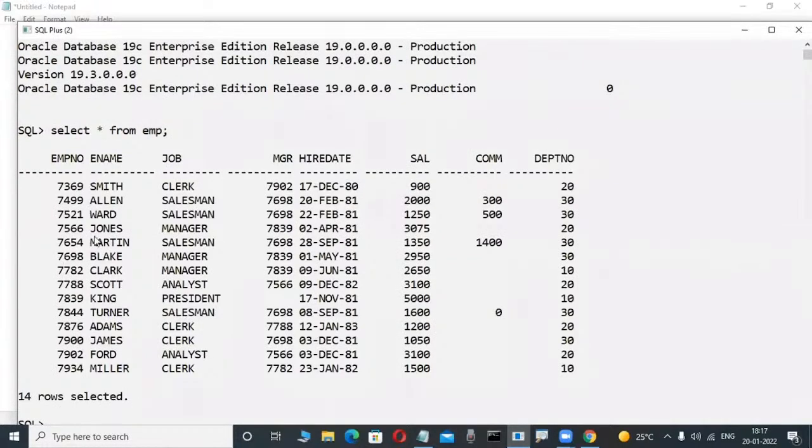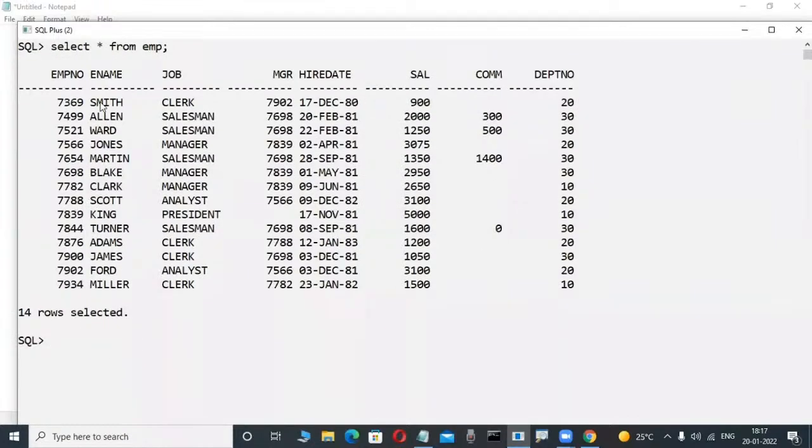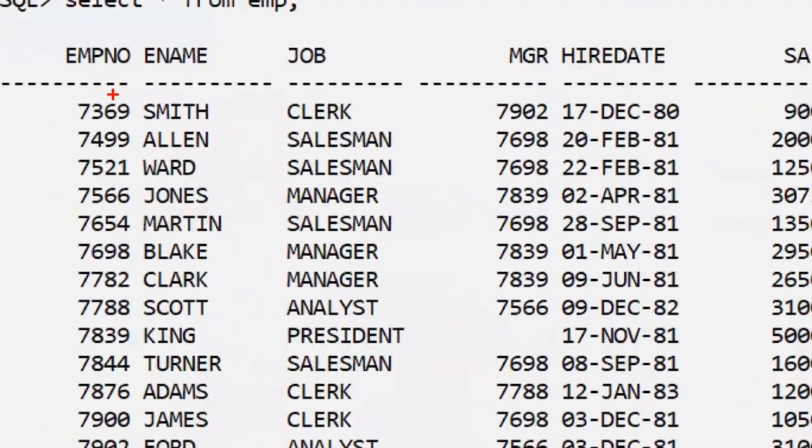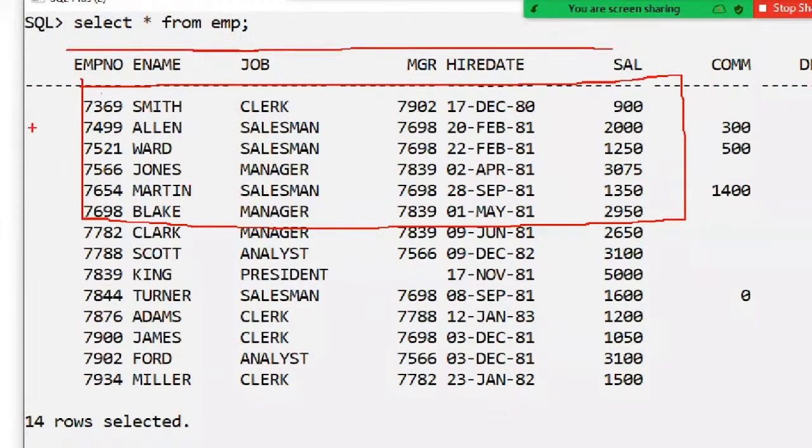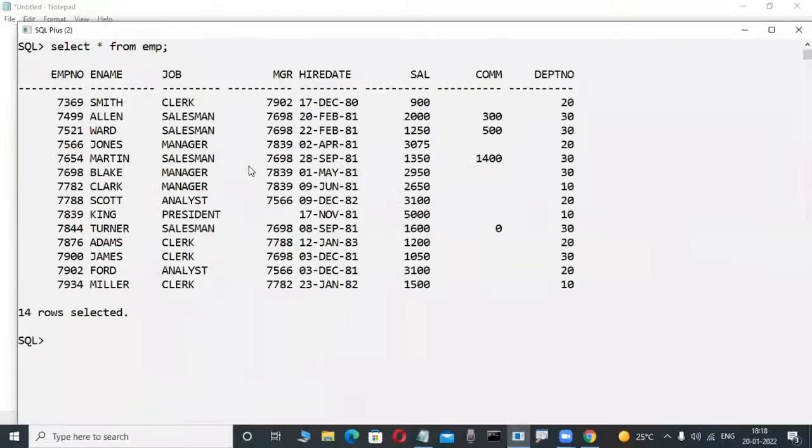For example, here in this database, a structured collection of data is there or not? Yes, they are storing data in an organized fashion. Organized fashion means, maybe a table: these are columns, these are rows. They are storing the data in an organized manner only.